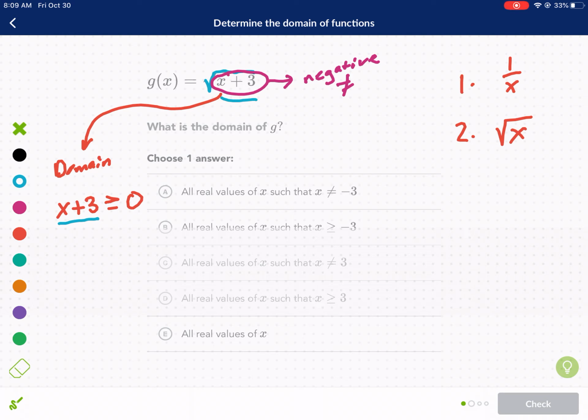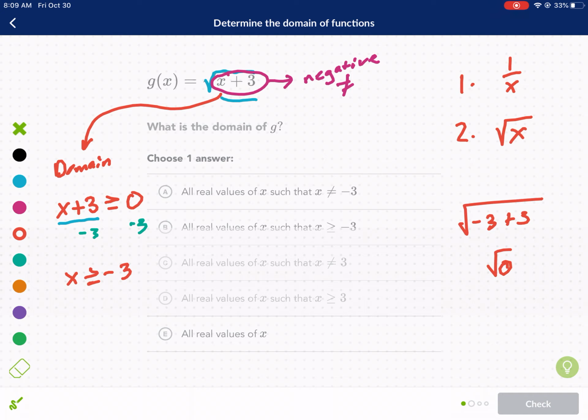So to determine our domain, we're going to make it greater than or equal to 0. So we just need to solve for x. We're going to subtract 3, and we get x needs to be greater than or equal to negative 3. Okay, so if we put negative 3 there, negative 3 plus 3 under the square root would be 0. That makes a true statement.